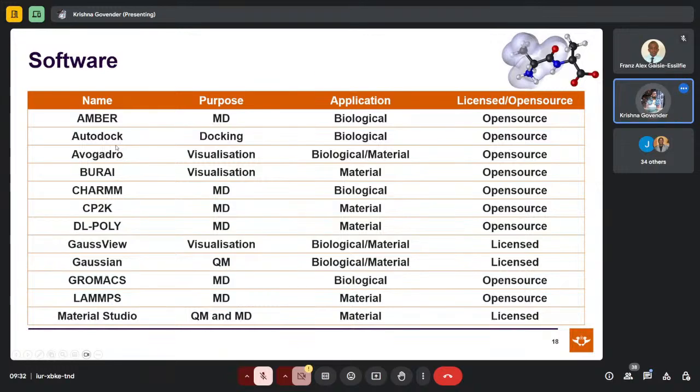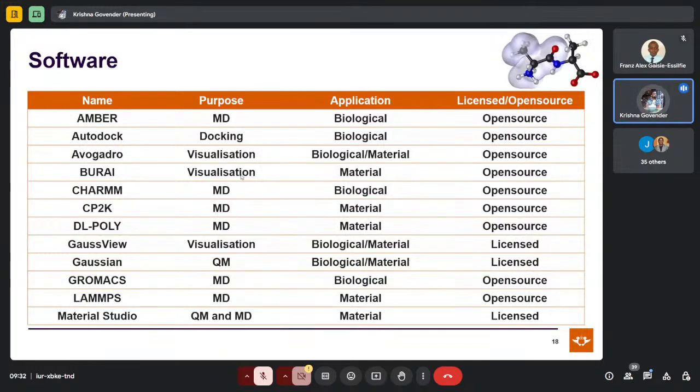Then there's Autodock, which is used for molecular docking. So this is if you're in the biofield and you want to dock drugs into active sites, you would then consider using Autodock. Avogadro is just a visualizer. So this is just used to visualize your different molecules that you're building, or molecules you might have crystal structures for, you can actually visualize in this. And this is also open source. Burai is also another open source package, which is used primarily for materials.